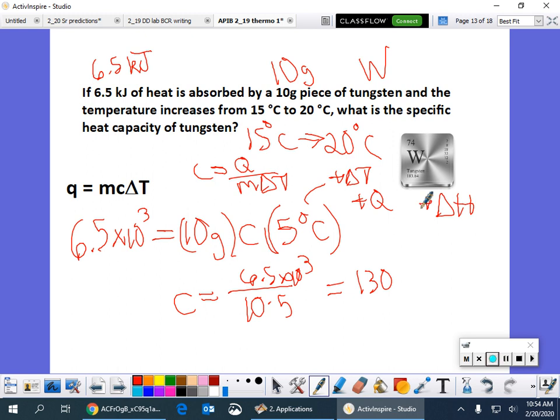Okay, so we've got 130 as our answer here. What are our units for C? Now, you can go back to the slide and say, oh, it's one of these things with the degrees Celsius. But you can also just look at the units of the things that you're computing with. So our 6.5 times 10 to the third was joules, our 10 was grams, and our 5 was degrees Celsius. So there's our units. Like magic.